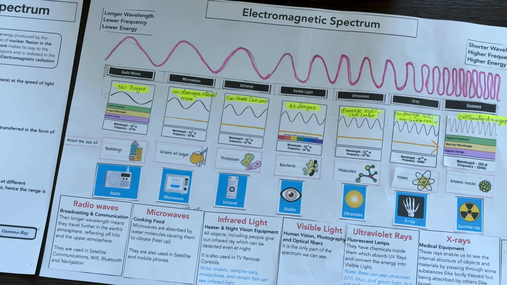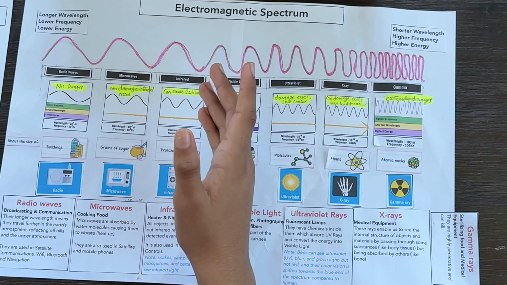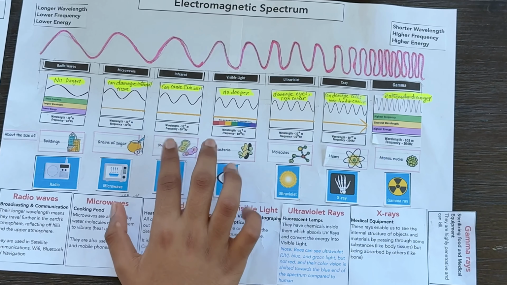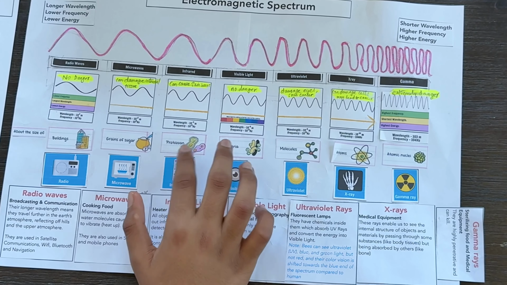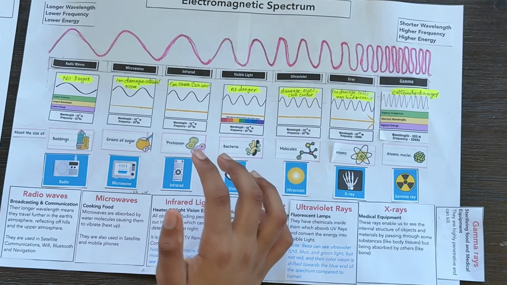Next is infrared waves. They can also cause skin burn, and they're around the size of a protozoan. A protozoan is a type of microorganism. Infrared waves typically are found in heaters such as ovens, and could also be found in night vision equipment. They could also be found in TV remote controls.